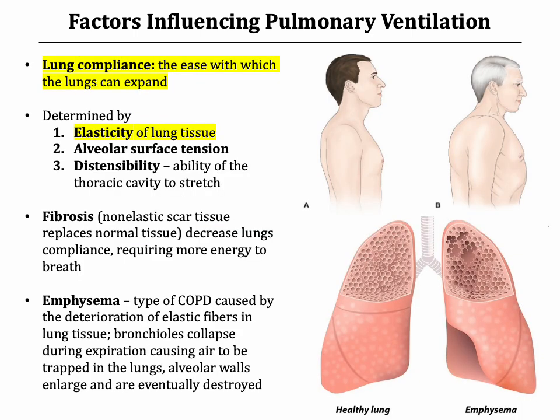So then lung compliance being the last major factor influencing pulmonary ventilation. And this, in general, describes the ease with which the lungs can expand. And this is going to be determined by the elasticity of the lung tissue. How healthy are the elastic fibers within the alveoli? It's influenced by alveolar surface tension, and then distensibility, being the ability to distend or extend the thoracic cavity, stretching it when we take a deep breath.